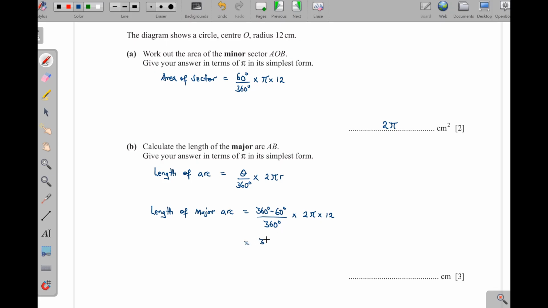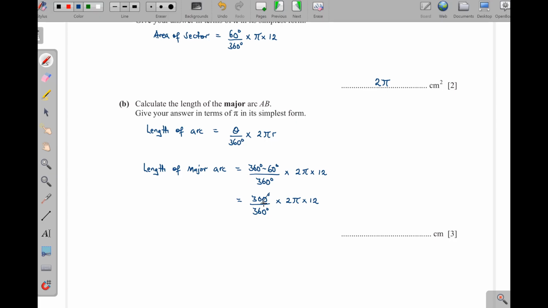So here we have 300. Then divide by the 360 times 2 pi, and then r. Now, how do we simplify this? Take away the 0 and that. Then 12 goes into 36 3 times. Then 3 goes into 30 10 times. Now 10 times 2, you get 20. So we get 20 pi as our final answer.